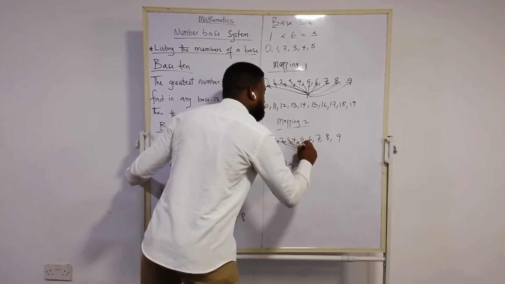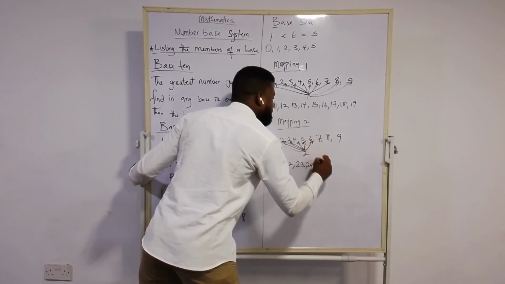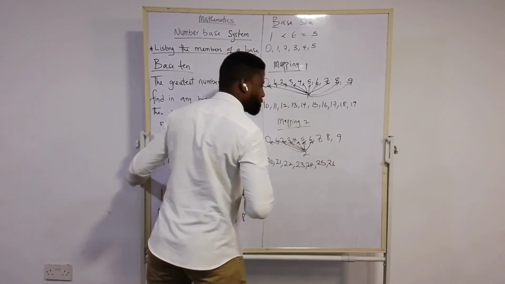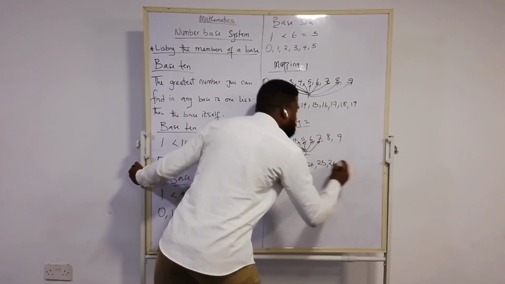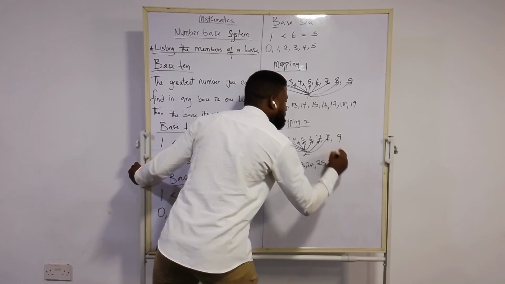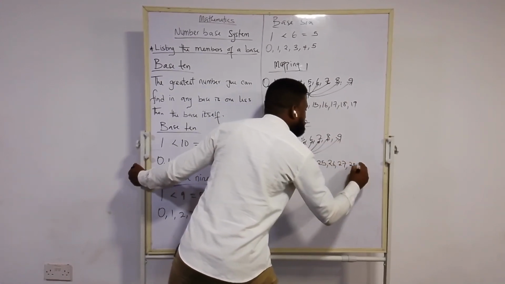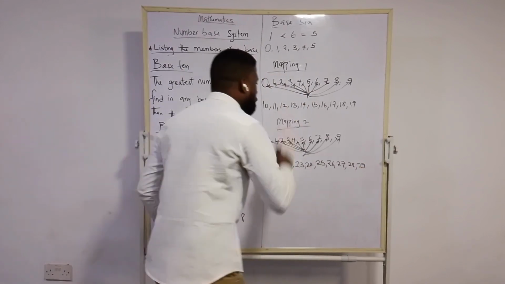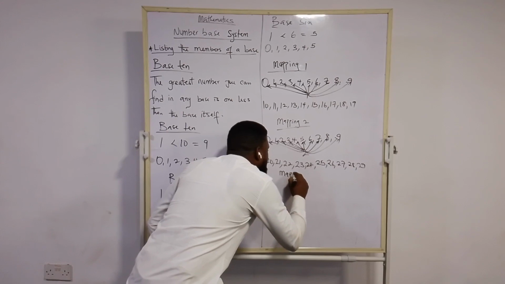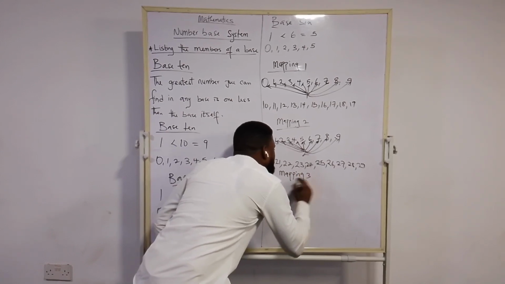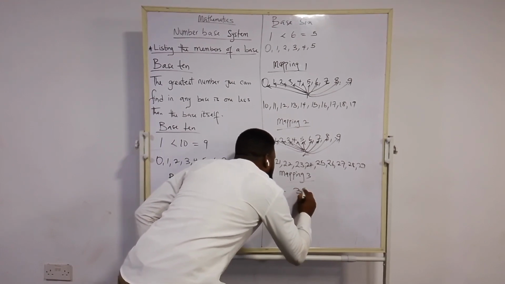Now you map 2 to 5, that gives you 2, 5, which is 25. Map 2 to 6, that gives you 26. You map 2 to 7, that gives you 27. Map 2 to 8, that gives you 28. And then you map 2 to 9, that gives you 29. If you continue to map forward, you map 3. Mapping 3, we will get 30 to 39.